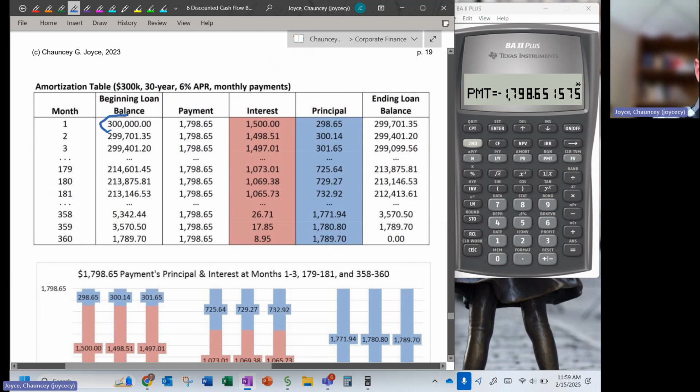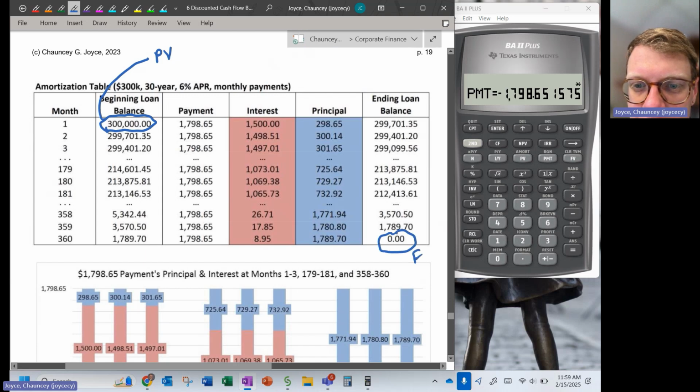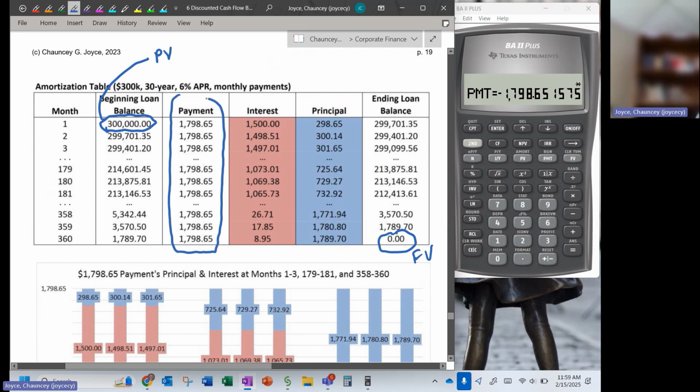Notice the beginning balance starting in month 1. That is your present value. That present value is 300,000. It's going to have a future value of 0. So we typed that in our financial calculator and we solved for a payment. That's your annuity, fixed and finite cash flow. So that's the payment right there. Each payment is equal to interest and principal. That means part of your payment goes towards interest and part goes towards principal.